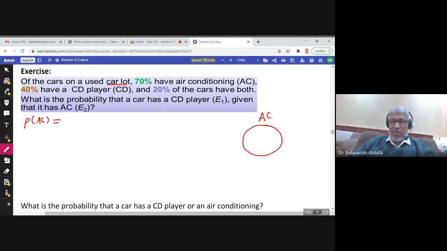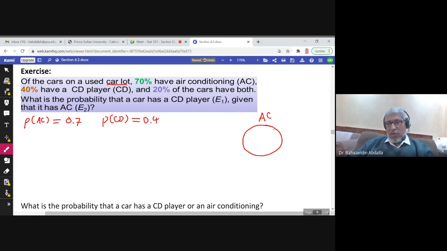I call air conditioning AC. What is the probability of AC? If we select one car from all of the cars in the car lot, what is the probability that this car has air conditioning? Your answer should be 0.7, because he said 70% have air conditioning. What about a CD player? The probability that the car has a CD player is 40%, because 40% of cars in the car lot have CD players.